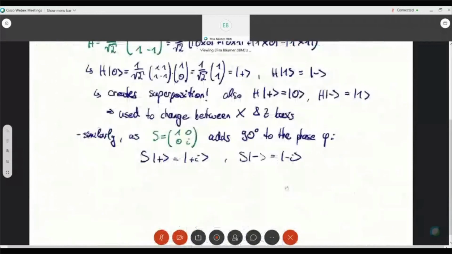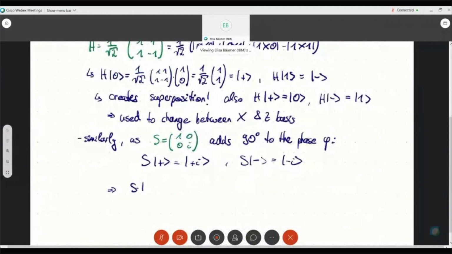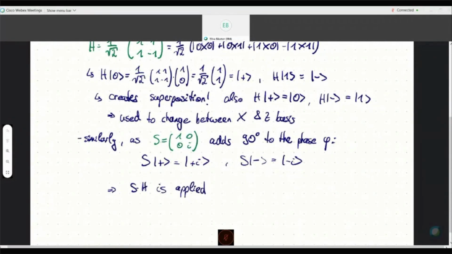And so what it's used for then is if I apply S times the Hadamard gate, then instead of changing between the X and Z bases, we change between the Z and the Y bases. So if I want to do a Y measurement, I would do the same. I would apply S and H and then do my Z measurement, because that's the physical one.